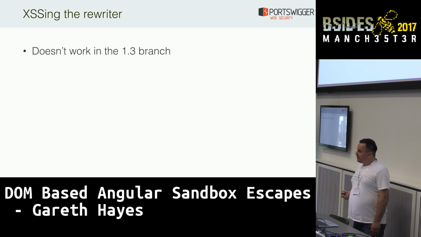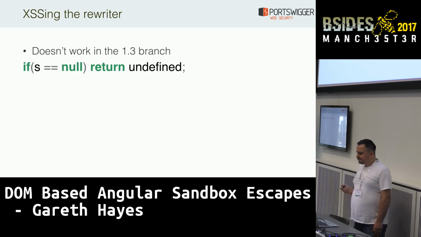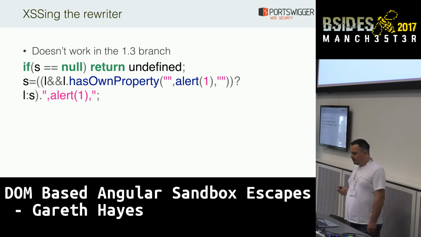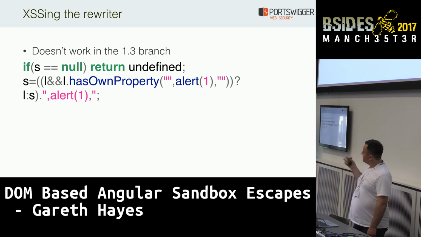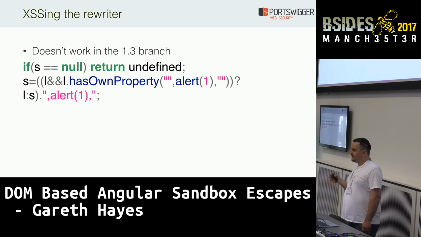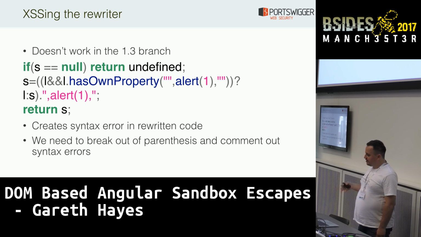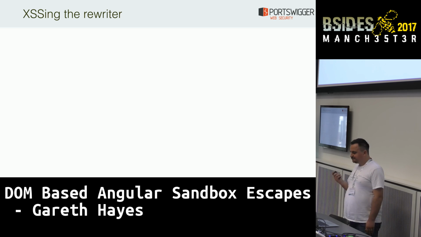But it didn't work on the 1.3 branch. And I wondered why. So I looked at the rewritten code in the 1.3 branch. And I noticed the first alert was injected correctly. But notice the second alert is actually producing invalid JavaScript syntax. And if it's invalid syntax, there's no way Chrome is going to execute that. So our sandbox escape would fail on that branch. So what we need to do is break out of the parentheses and comment out that invalid syntax, and then we've got a sandbox escape for that version.